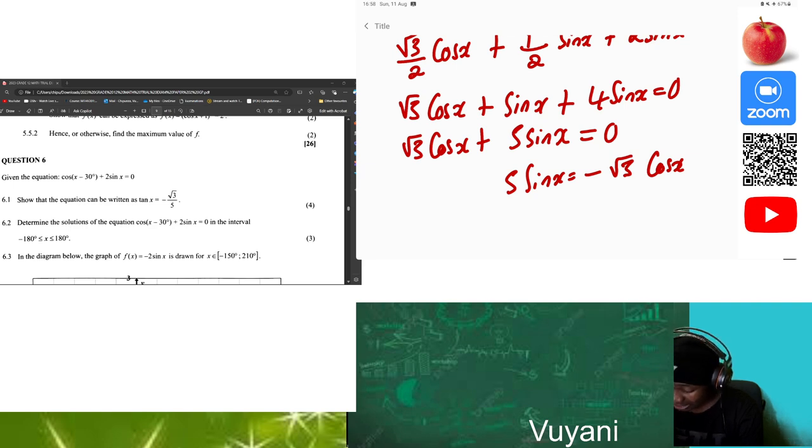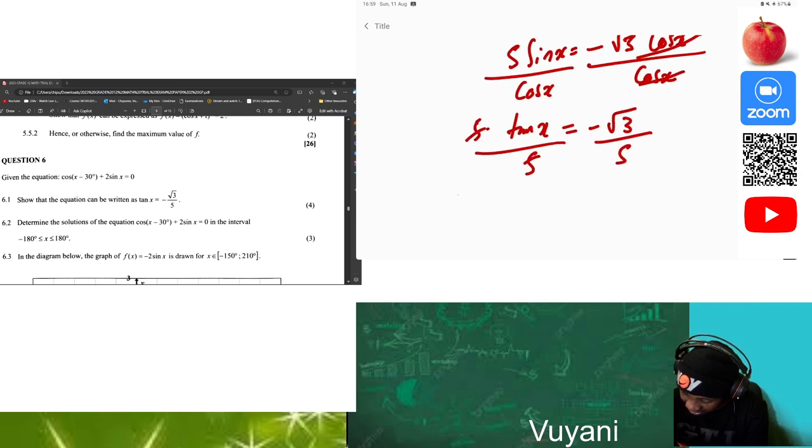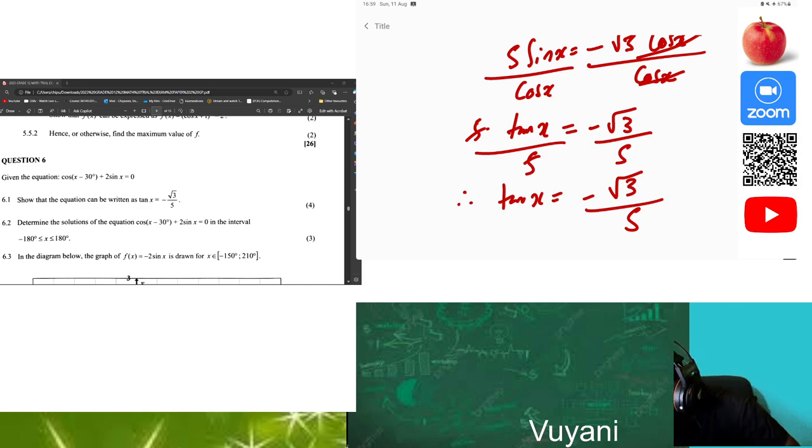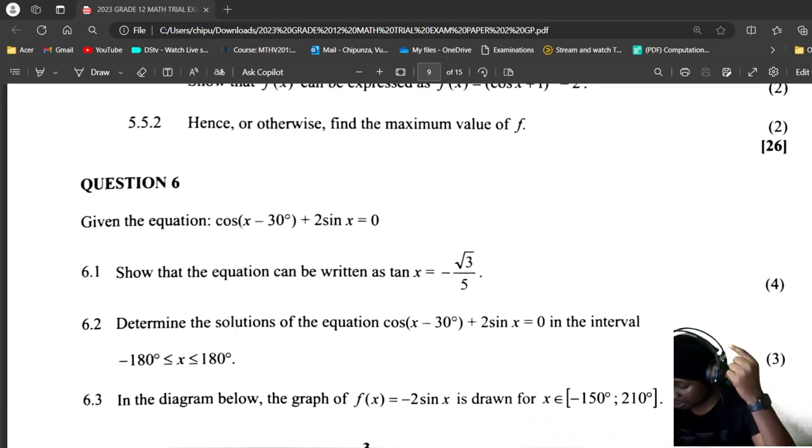If we divide both sides by cos of x, then we'll be having 5 times tan of x equal to negative root 3. We divide by 5 both sides, then we are therefore having our tan of x equal to negative root 3 over 5. Let's check that first. So we can see that tan x is equal to negative root 3 over 5.